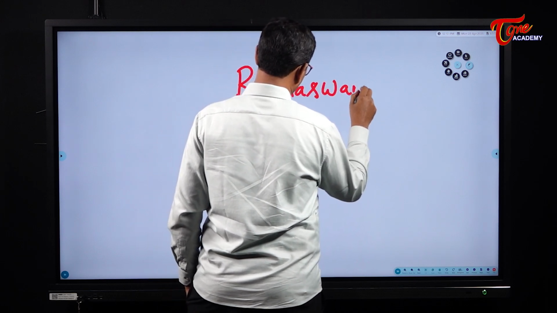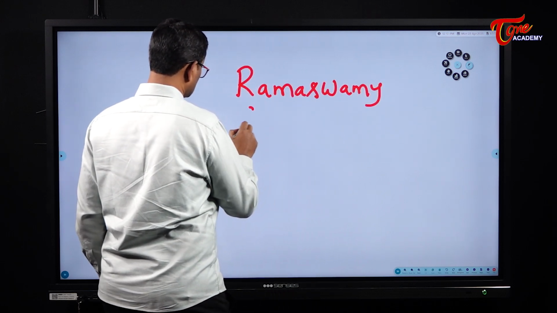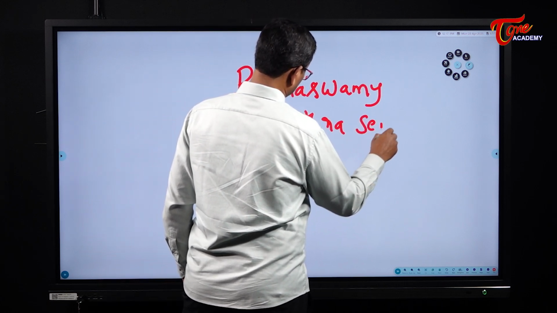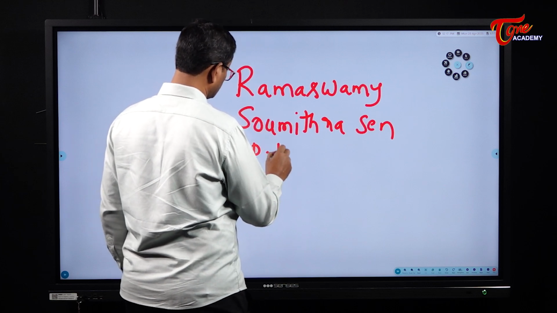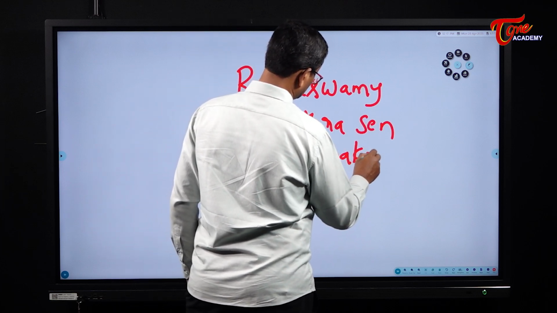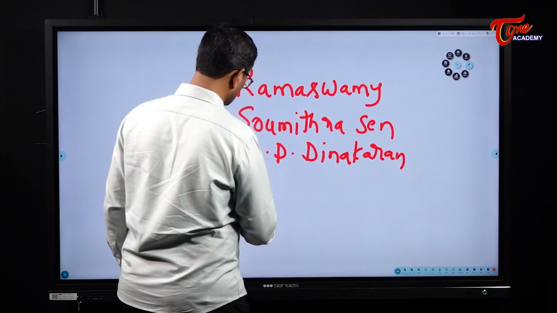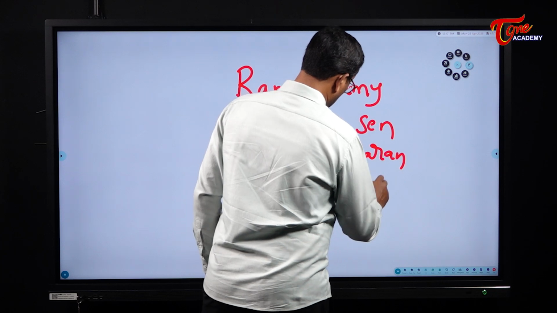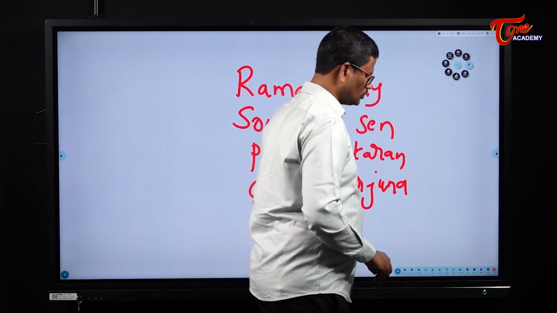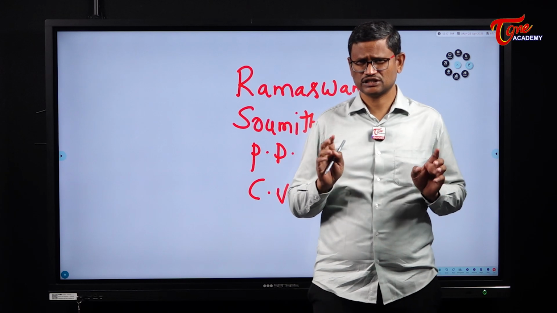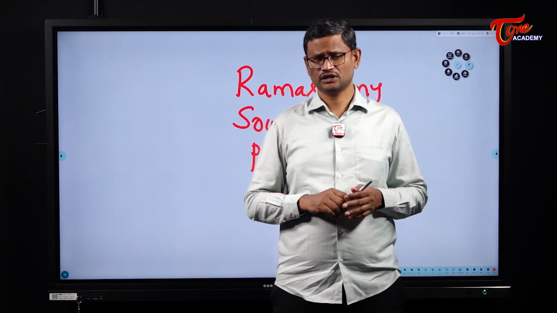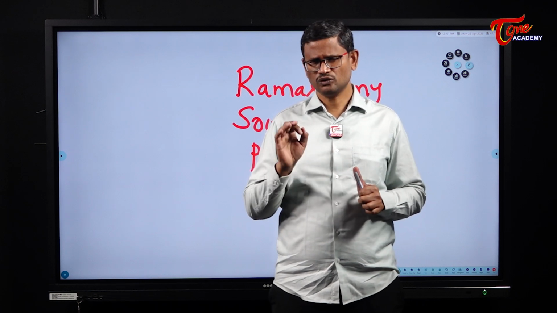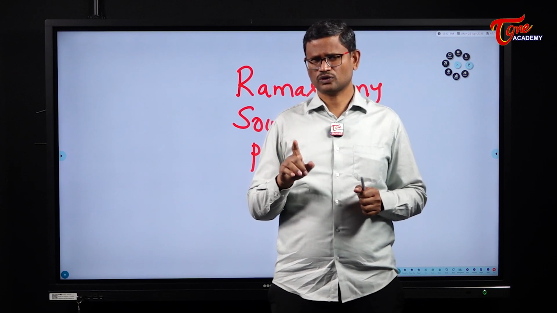After Justice Ramaswamy, we have Justice Soumitra Sen, Justice P.D. Dinakaran, Justice C.V. Nagarjun Reddy, etc. In other words, there were more than 7 to 8 attempts made to remove the judges of the Supreme Court and High Court by this method, but none of them proved to be successful. So that's how the judges of the Supreme Court and High Court can be removed.